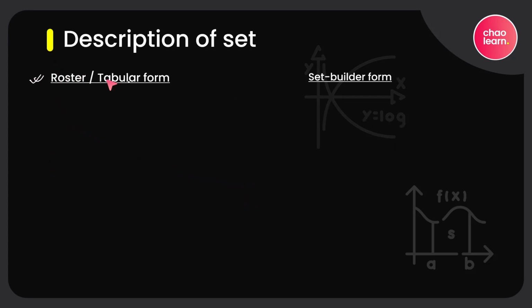A set can be described in two ways. One is the roster form and another one is the set builder form. So what's a roster form? First, let us describe the roster form. Roster form is a form in which you list down all the elements. That is, whenever you are presenting your set on paper, you are listing down all the elements that belong to the set, right? Let us take a few examples to understand it better.